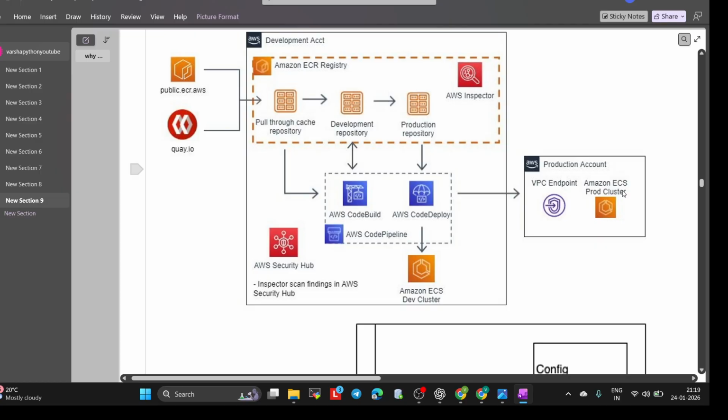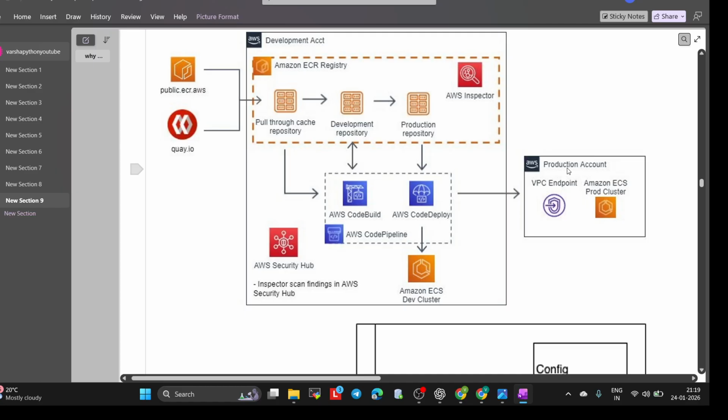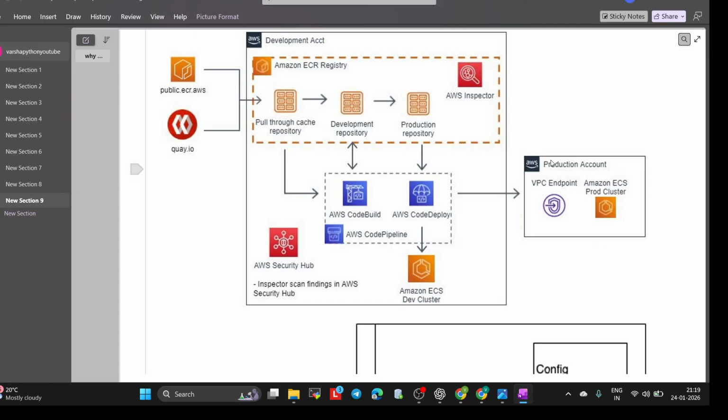But this diagram explains the role of Amazon Elastic Container Registry, commonly known as ECR, which is a fully managed private Docker registry provided by AWS. And this component plays a critical role in ECS Fargate deployment. Why? Because ECS never runs source code directly. It only runs container images.